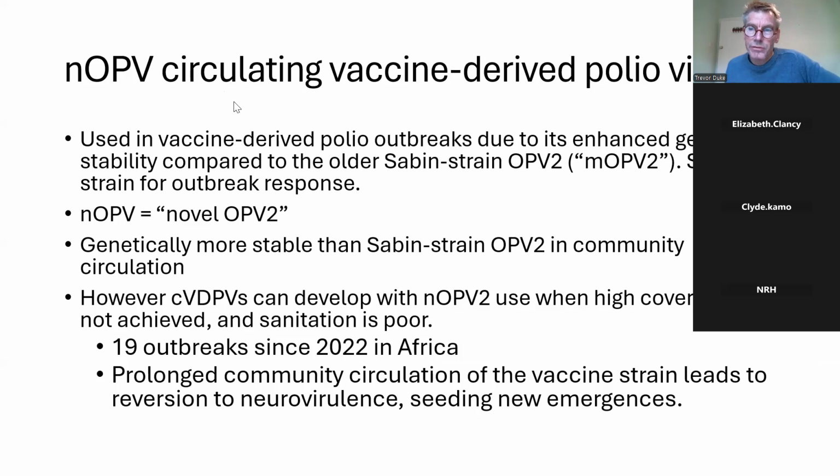And this NOPV has been highly successfully used in many type 2 outbreaks. We couldn't use it in 2018 because that was a type 1 outbreak, but type 2 outbreaks, it's been highly successfully used. And usually it requires just 2 rounds of immunization. Two rounds has got rid of the circulating vaccine-derived polio.